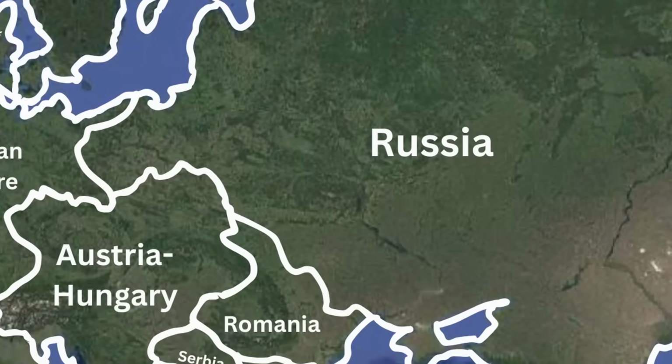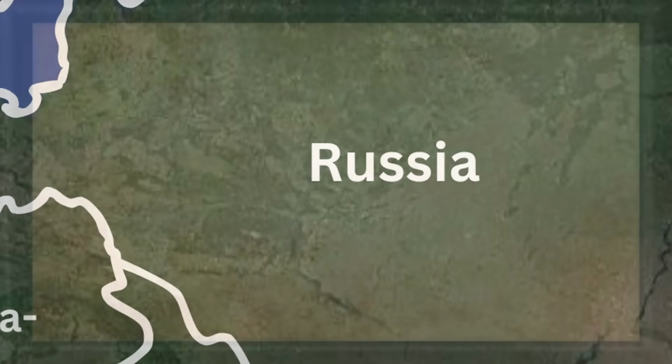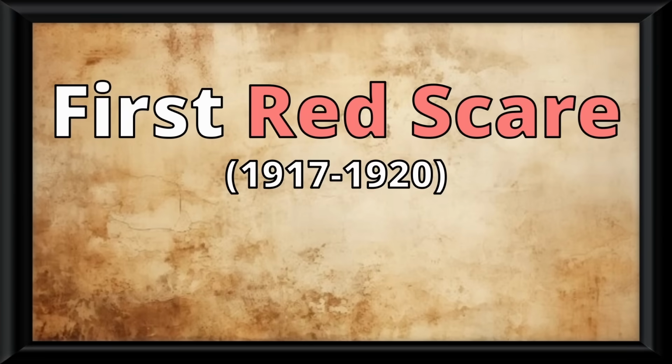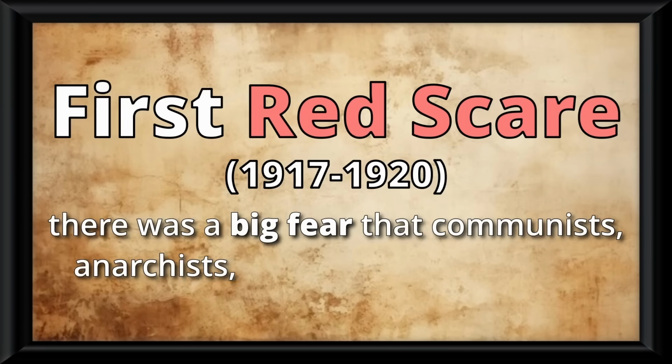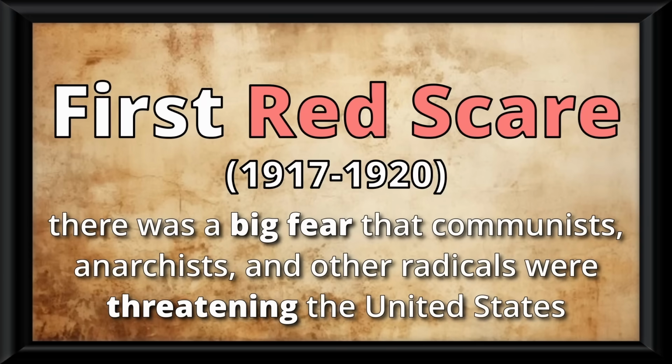And after the Russian Revolution started in 1917, a period in American history known as the First Red Scare happened, where there was a big fear that communists, anarchists, and other radicals were threatening the United States.